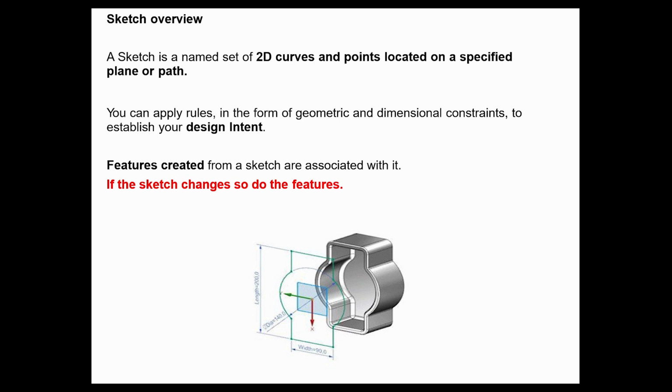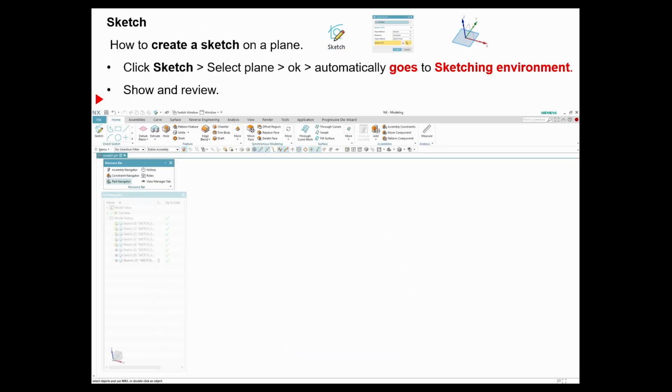All right, so creating sketches, right? Sketching is the foundation of basically how everything starts. Everything starts with a sketch. And that's how you determine your intent, by applying geometric dimensions and constraints to establish that intent. Features are created from sketches associated with them, right? So if a sketch is changed, well, guess what? So are your features going to change. So there's that association there.